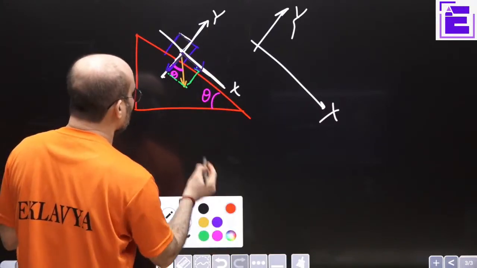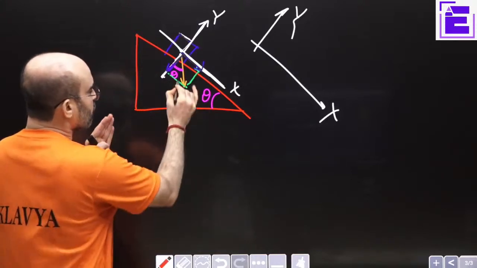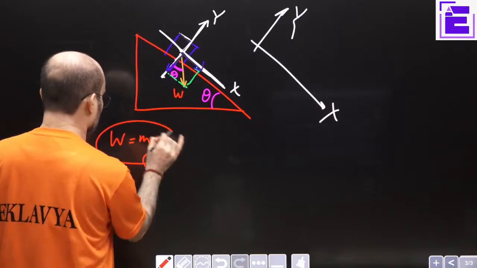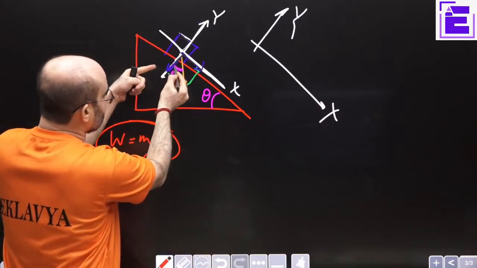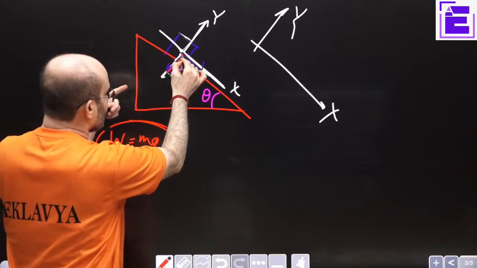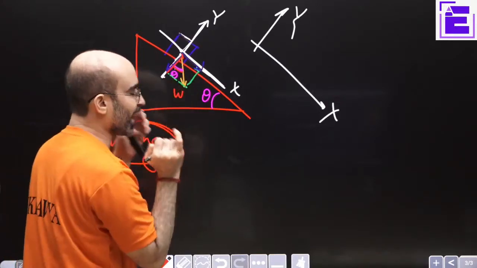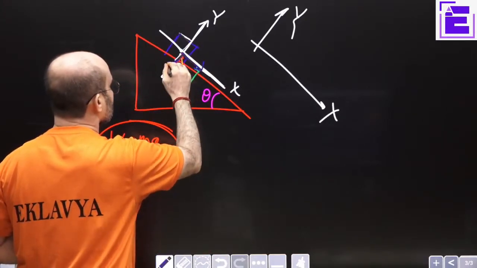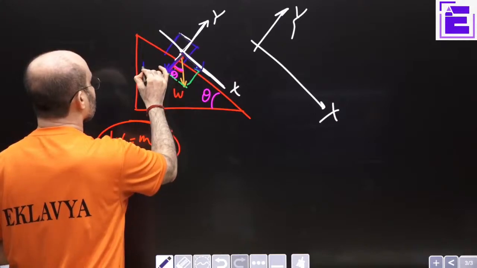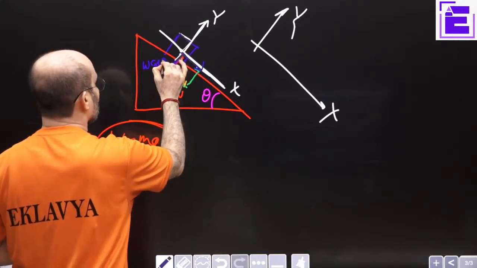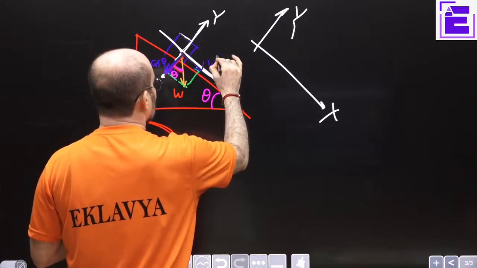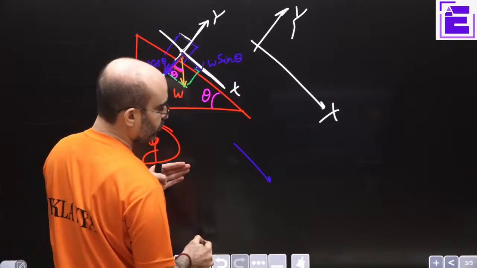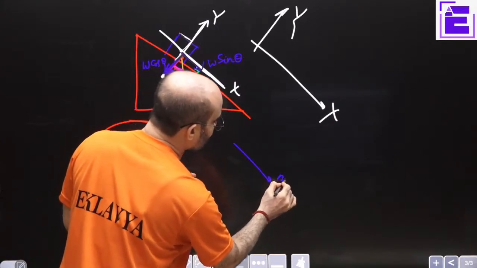What is the weight here? The weight is W, right? So here you will say W equals what? M into G. Okay, so one component. If this is theta, this triangle will give us this thing, you know. This will be W cos theta and this would be W sin theta. That means along the x-axis, you have mg sin theta.